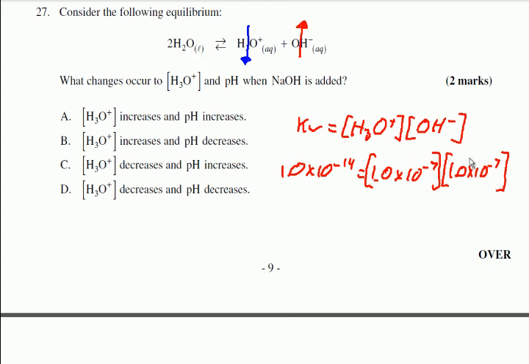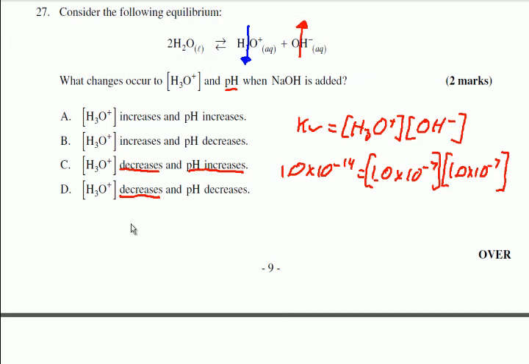Now, if this was increased, this needs to decrease in order for Kw to still equal 1.0 times 10 to the minus 14. So H3O plus is going to decrease. Now, if H3O plus decreases, what happens to pH? Well, as we know, H3O plus is an acid, and pH is a measurement of the concentration of H3O plus. All pH is doing is taking the concentration of H3O plus and putting it on a logarithmic scale. So if this decreases, then pH is going to increase.